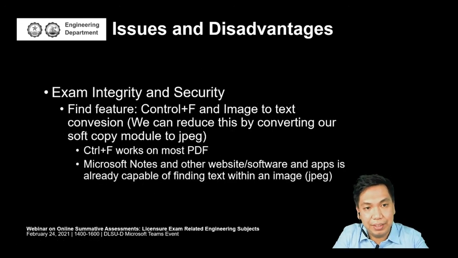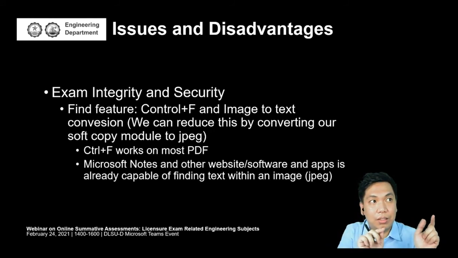And of course, I want to highlight this note. We have the find feature or Control F, and some software can already get the text from an image. So we can reduce this by converting our soft copy module to JPEG. But again, some software, like I think Microsoft Notes, can already convert image text into text. What's the importance of that? Because if the software can convert a JPEG or an image, the text inside the JPEG, into text characters, it can easily search.